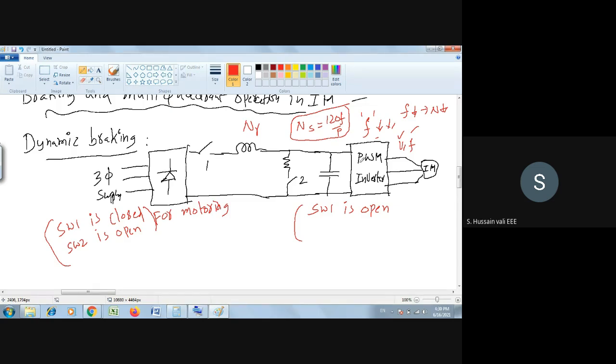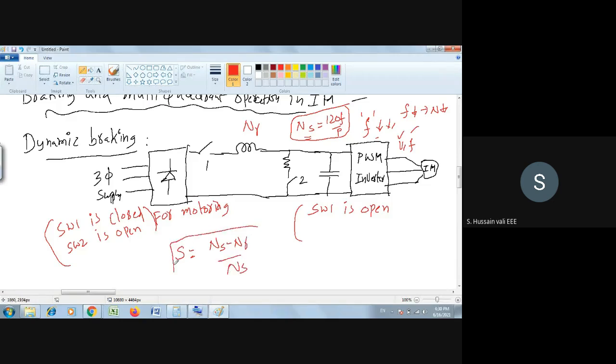Now you reduce the frequency. How are you reducing the frequency? By controlling the PWM inverter, you reduce the frequency. Once the frequency is reduced, the synchronous speed gets reduced. So once the synchronous speed gets reduced, what is the S value? S is equal to slip. Slip is equal to (Ns minus Nr) by Ns.